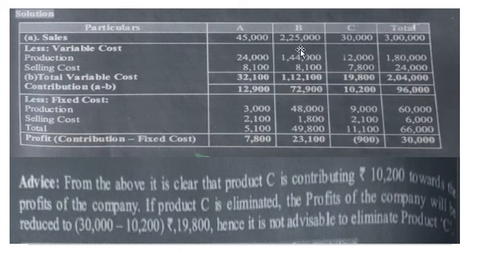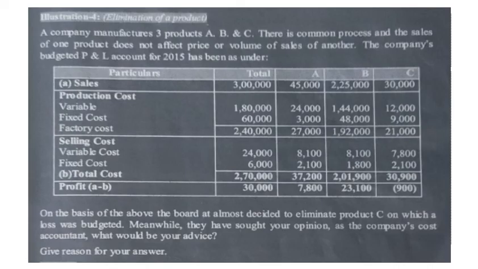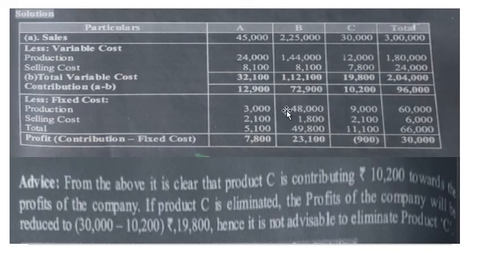Again for B, we have taken sales of 2,25,000. To that we will minus variable cost to find out the contribution. For B, the variable cost under production or factory cost is 1,44,000. Then under selling cost, the variable cost is 8,100. So 1,44,000 plus 8,100 will give you 1,52,100. So 2,25,000 minus 1,52,100 will give you your contribution of 72,900.